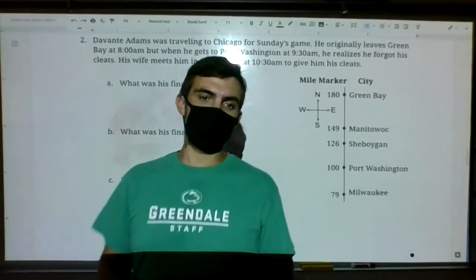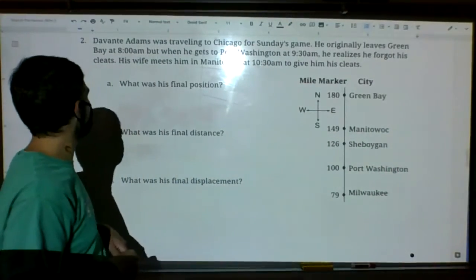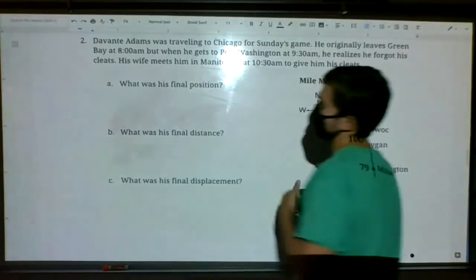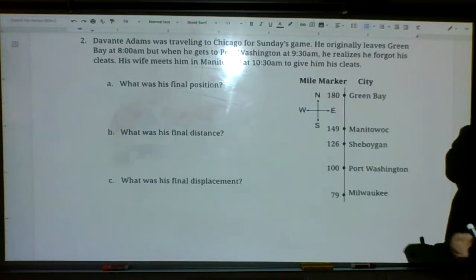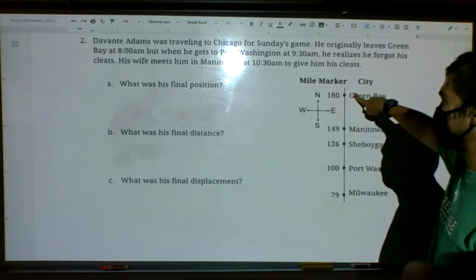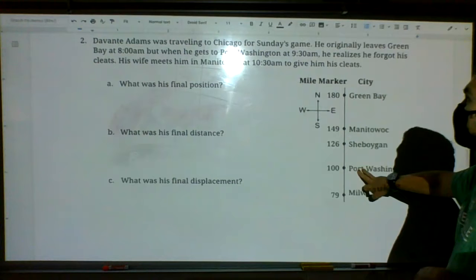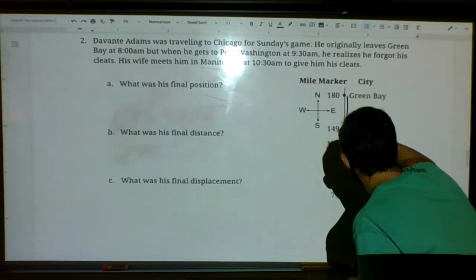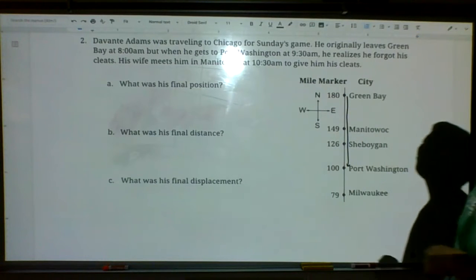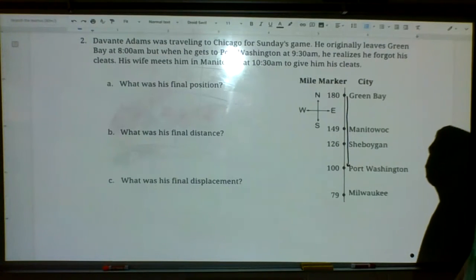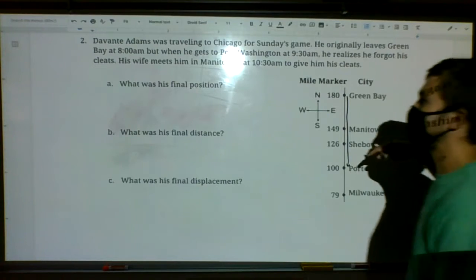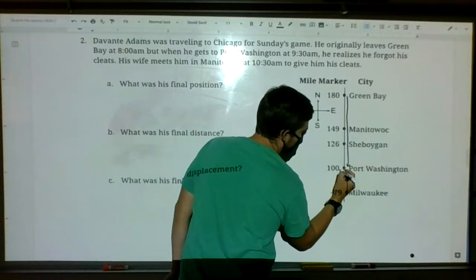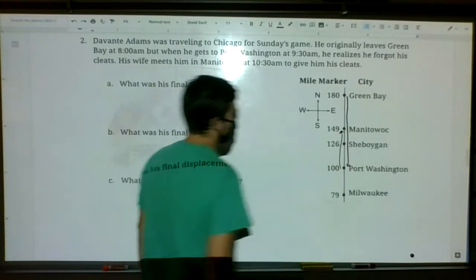All right, so for problem 2 on worksheet 1.1, we've got Davante Adams, and he's going south from Green Bay. He leaves Green Bay at 8 a.m., and then he gets to Port Washington at 9:30. So the first part of his trip takes him an hour and a half. Then he realizes that he forgot his cleats, and so his wife brings his cleats from Green Bay and meets him in Manitowoc. So he goes back up to Manitowoc like that.